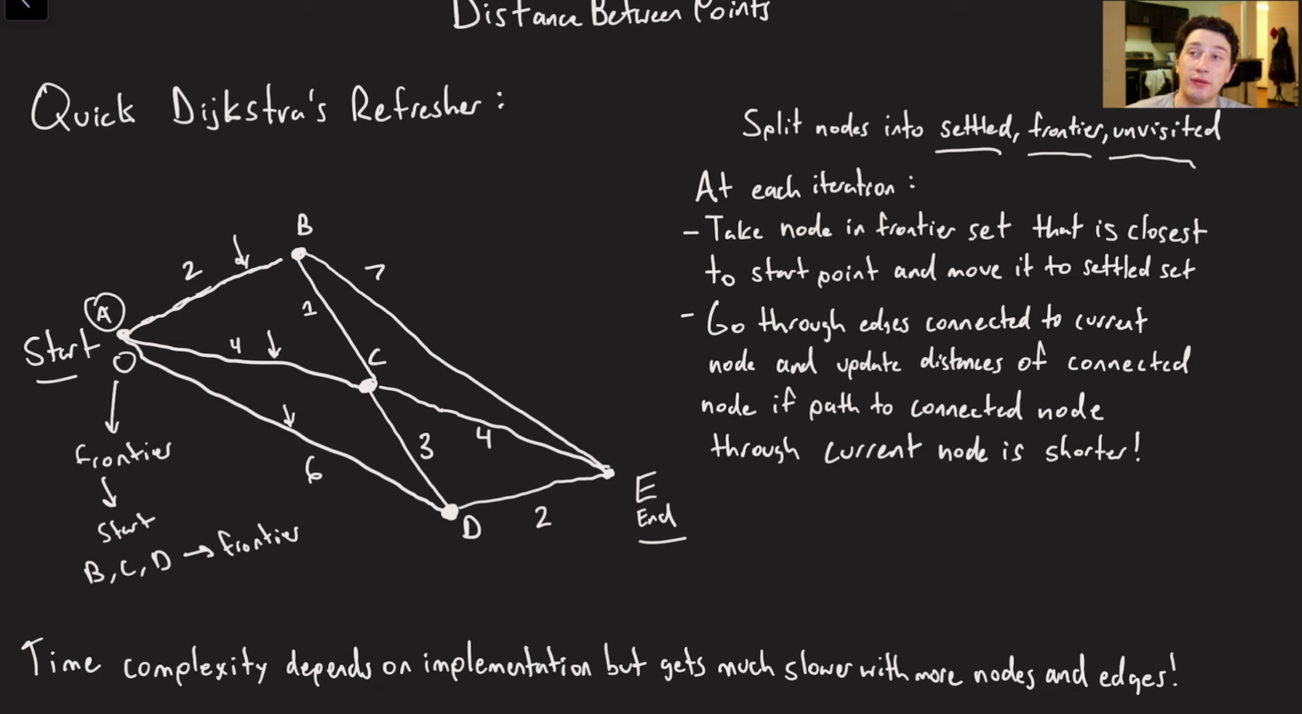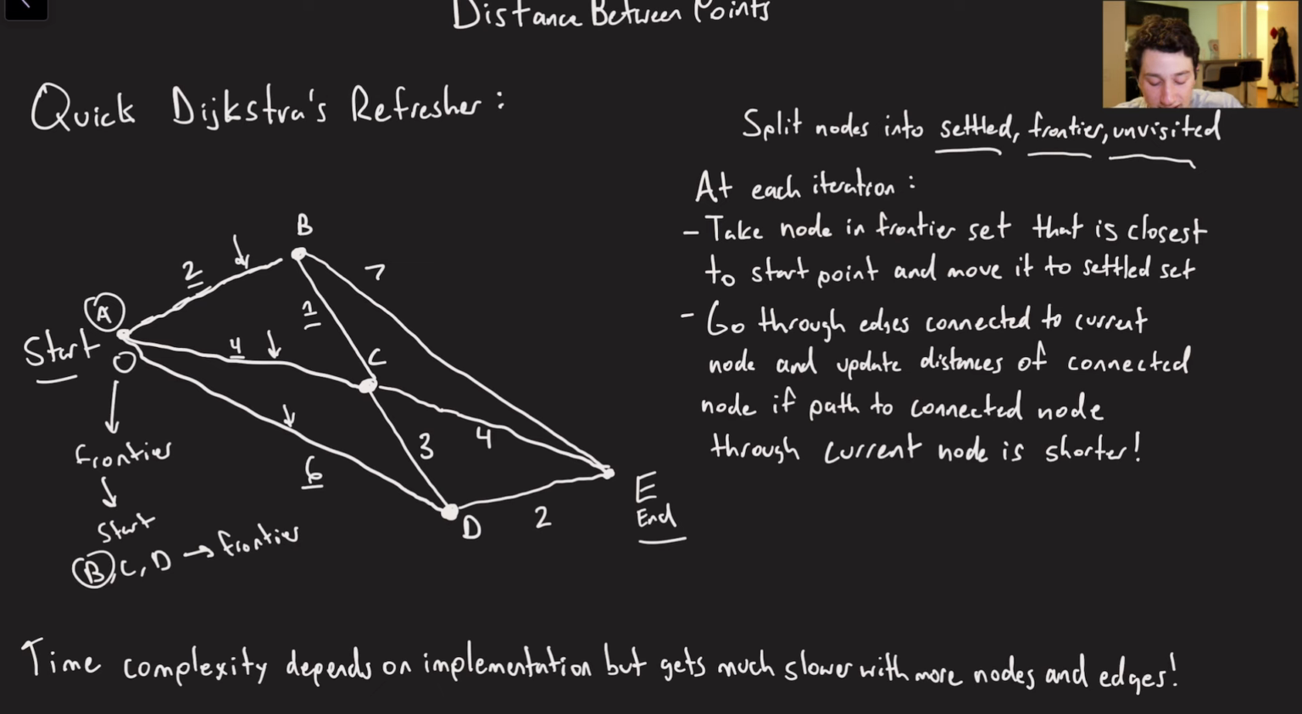We would actually use some sort of ordering where we take the node that has the shortest distance to the starting point. So if you recall, B has a distance of 2, C has a distance of 4, and D has a distance of 6. That means B is going to be the next node that we take. And from there, we now look at all of the edges out of B.